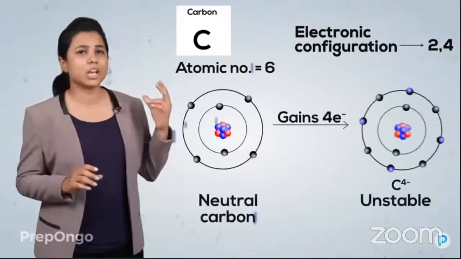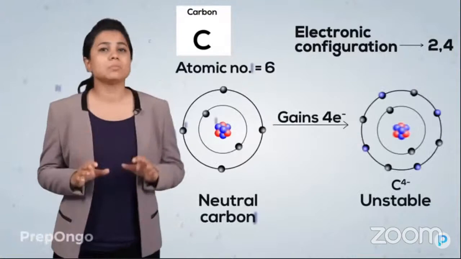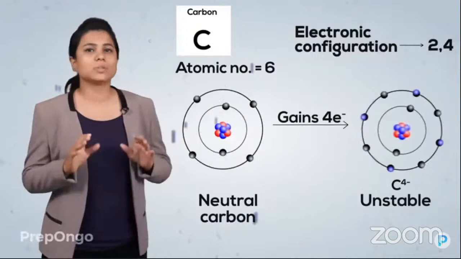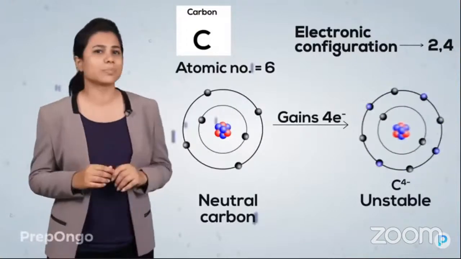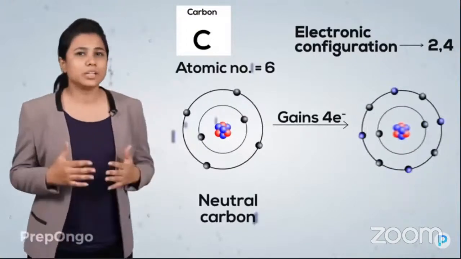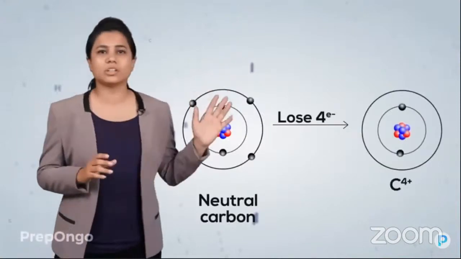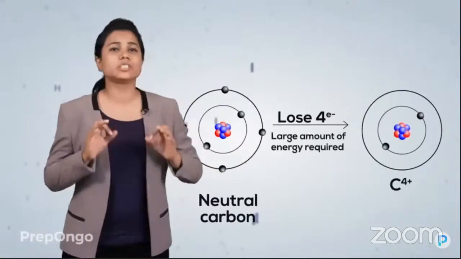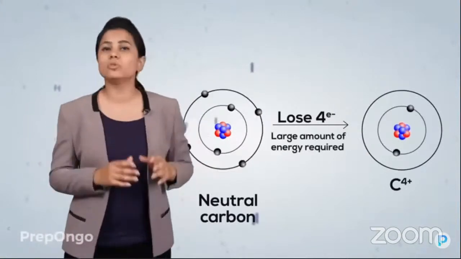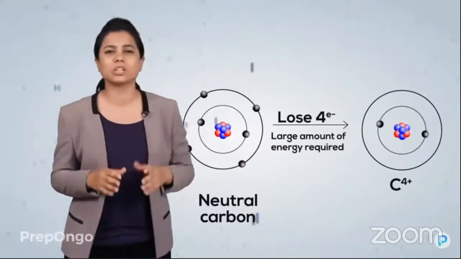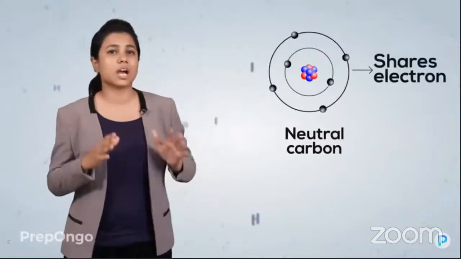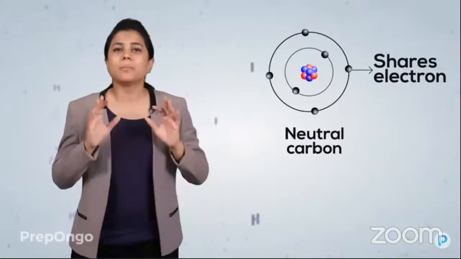Now if carbon gains 4 electrons and becomes carbon 4 negative anion, then it would be difficult for the nucleus with the 6 protons to hold on the 10 electrons. Another condition is if the carbon loses 4 electrons and becomes carbon 4 positive cation. But a large amount of energy is required to remove 4 electrons, leaving behind 6 protons in the nucleus, holding on to just 2 electrons. So carbon has another method of sharing of electrons with the carbon atom or atoms of other elements.